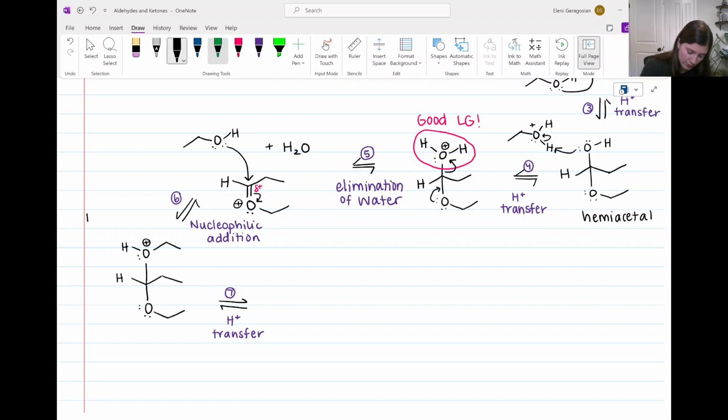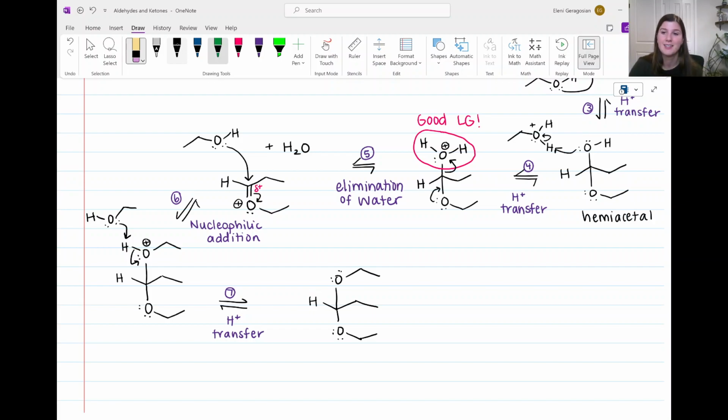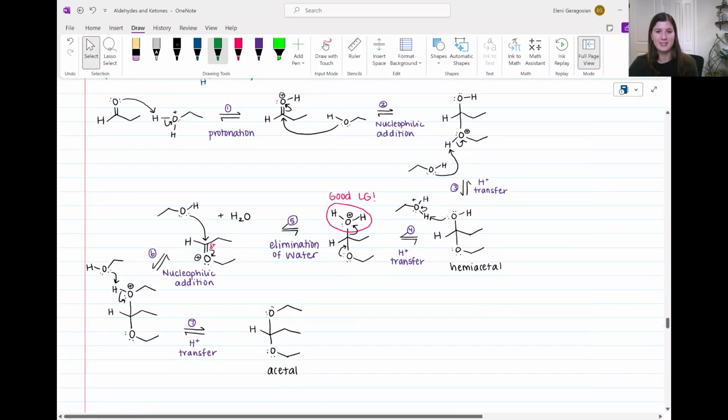We can use a neutral solvent molecule to remove the hydrogen. Electrons go back to oxygen, and then we have our final acetal product with 2 ethoxy groups bonded to what was our carbonyl carbon, and here's our acetal. Quite a long mechanism here. Trying to zoom out so you can see the entire thing.